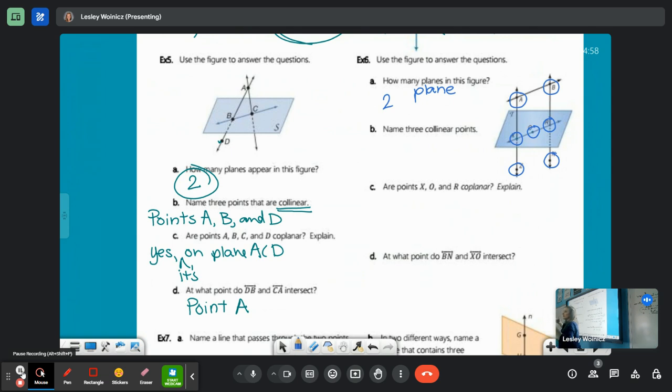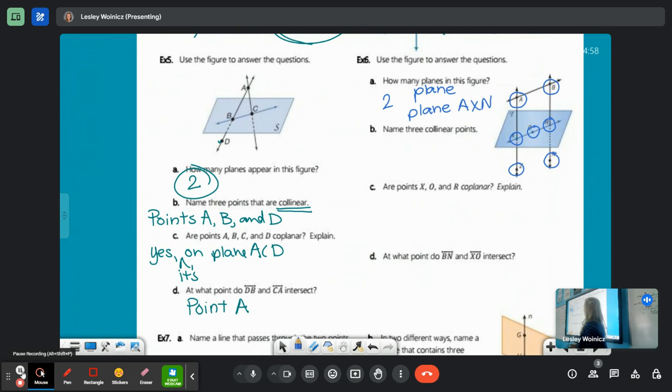No, because those are collinear. Can I call it AXN? Yes, because they do not fall on the same line. Any combination of points that aren't all on the same line works. So there's too many for me to list. I'm just going to pick AXN. Plane AXN.